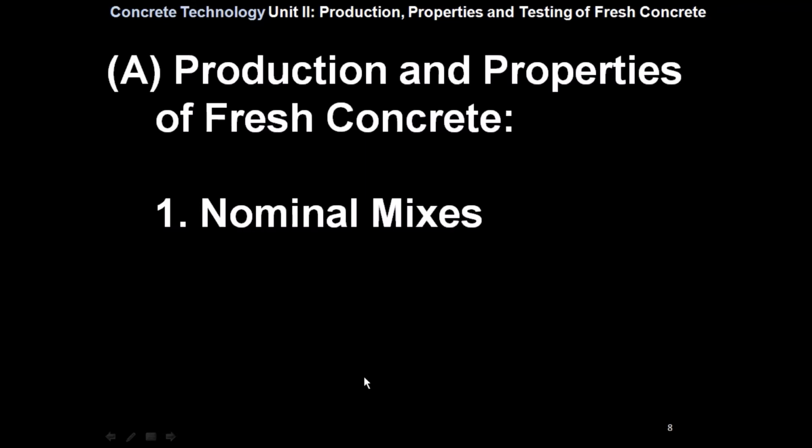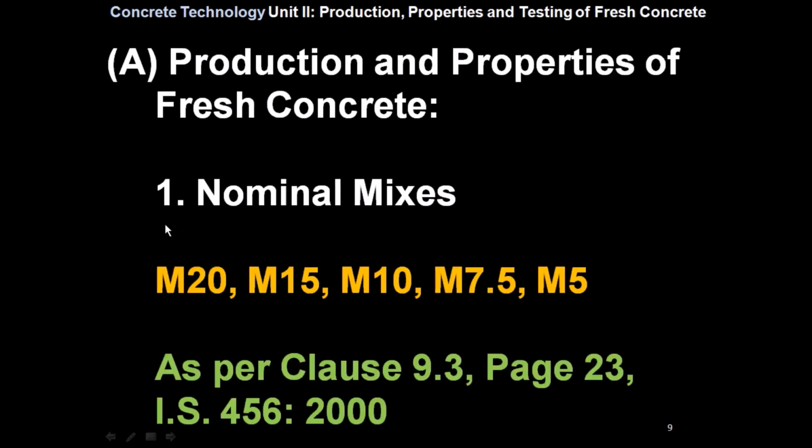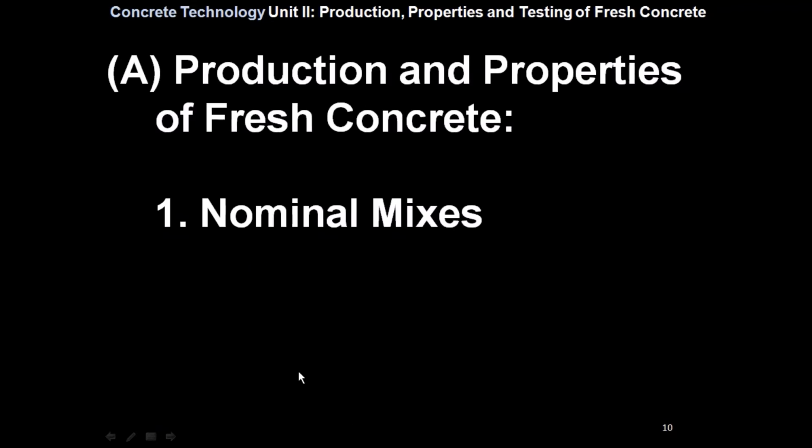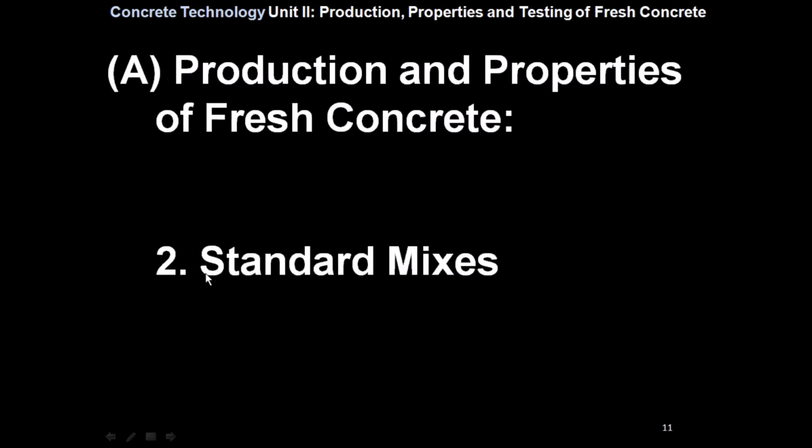So first we will see the nominal mix. The M20, M15, M10, M7.5 and M5. These are the nominal mixes as per the clause number 9.3, page number 23 of IS, that is Indian Standard 456-2000. So we have seen first the nominal mix. Now second we will see the standard mix.